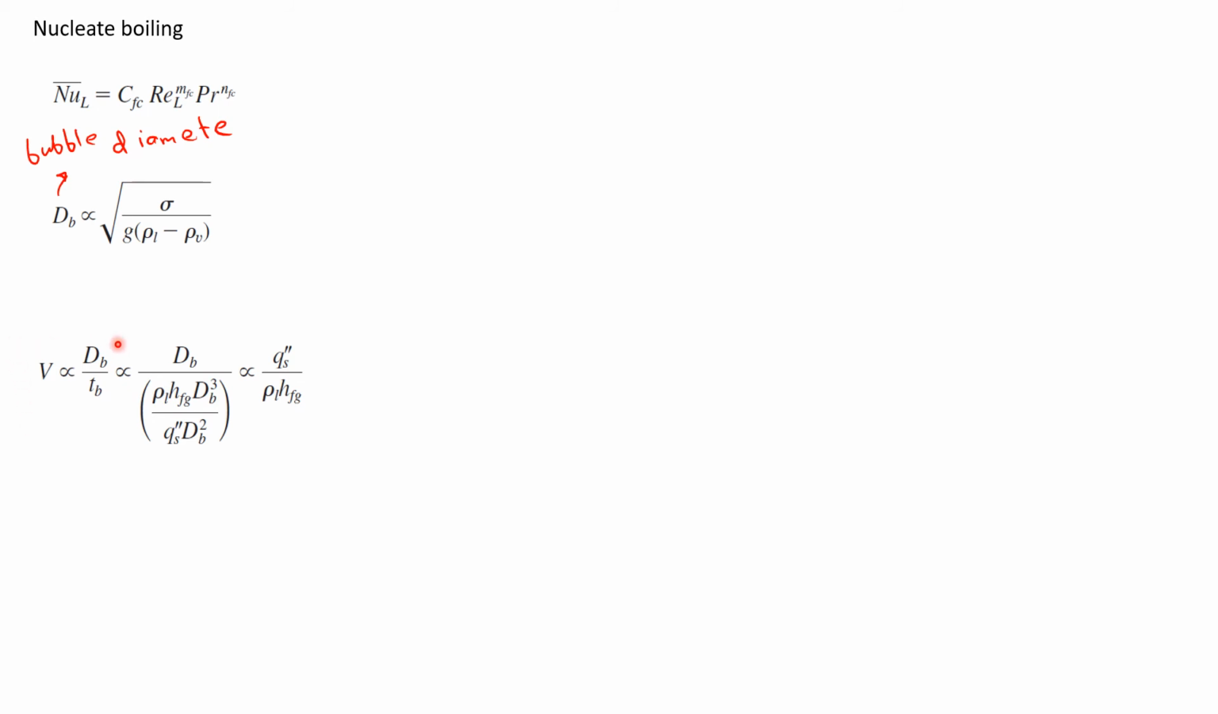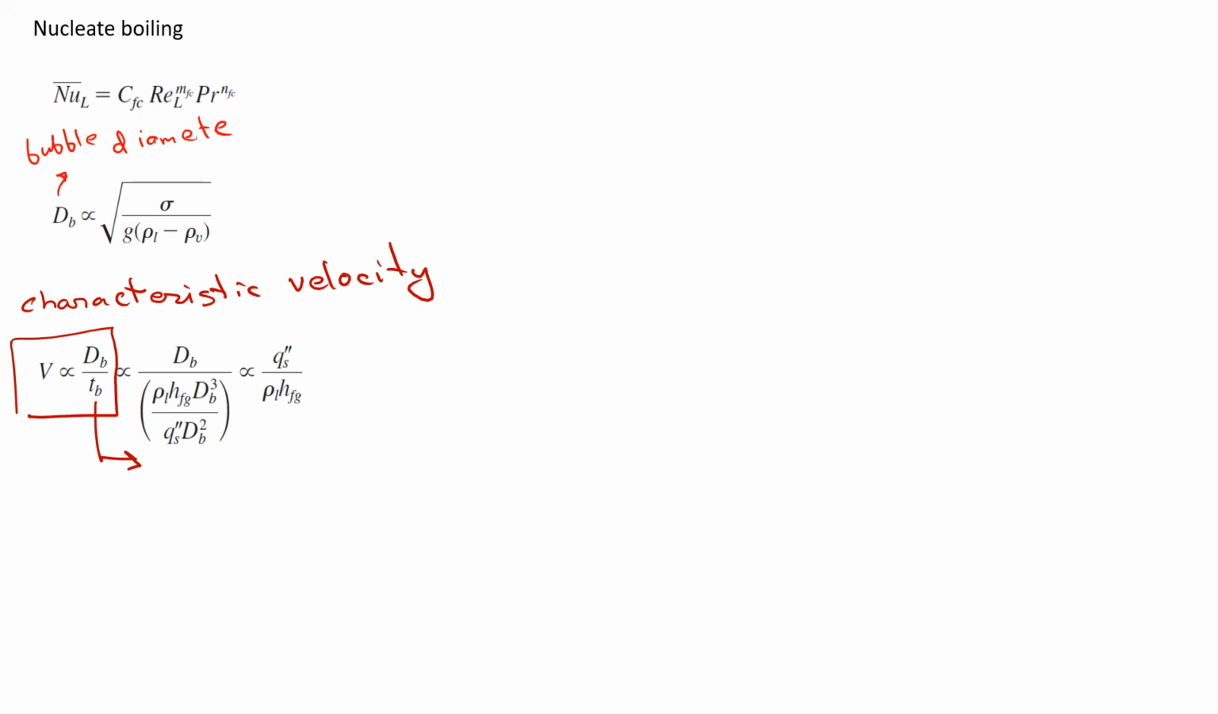Now we can also define another term, which is called the bubble velocity, or a characteristic velocity. So let's say this is the characteristic velocity, and it is proportional to dB by TB. Now the time that you see here is the time between consecutive bubble formations. So the time TB is equal to the energy it takes to form a vapor bubble divided by the rate at which heat is added over the solid-vapor contact.